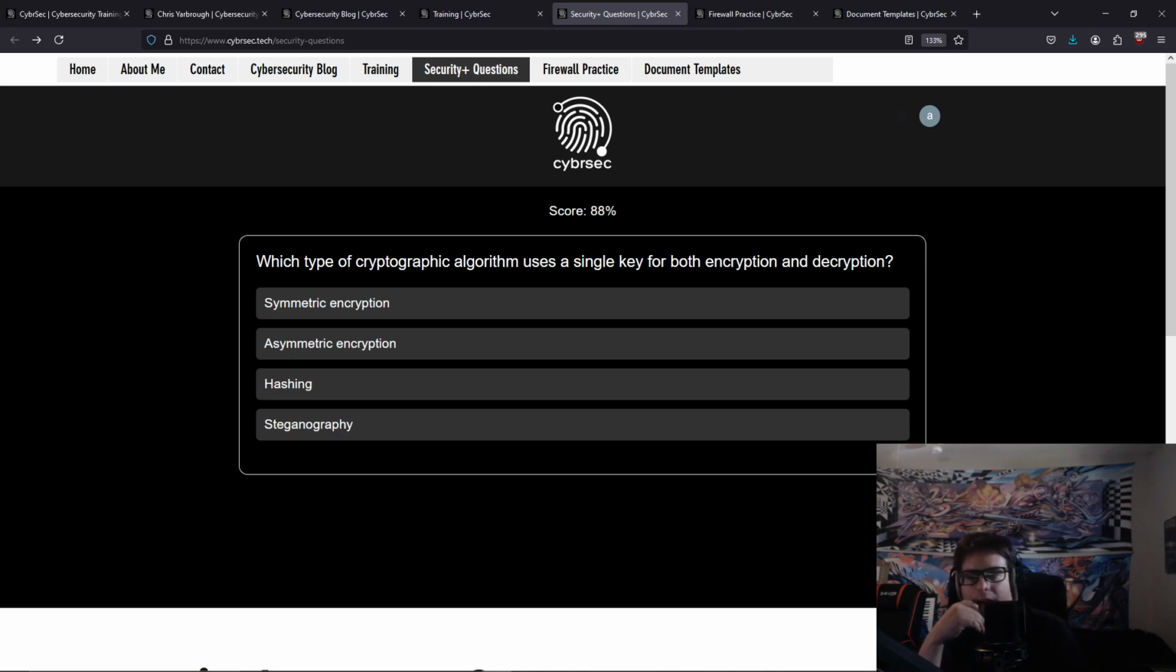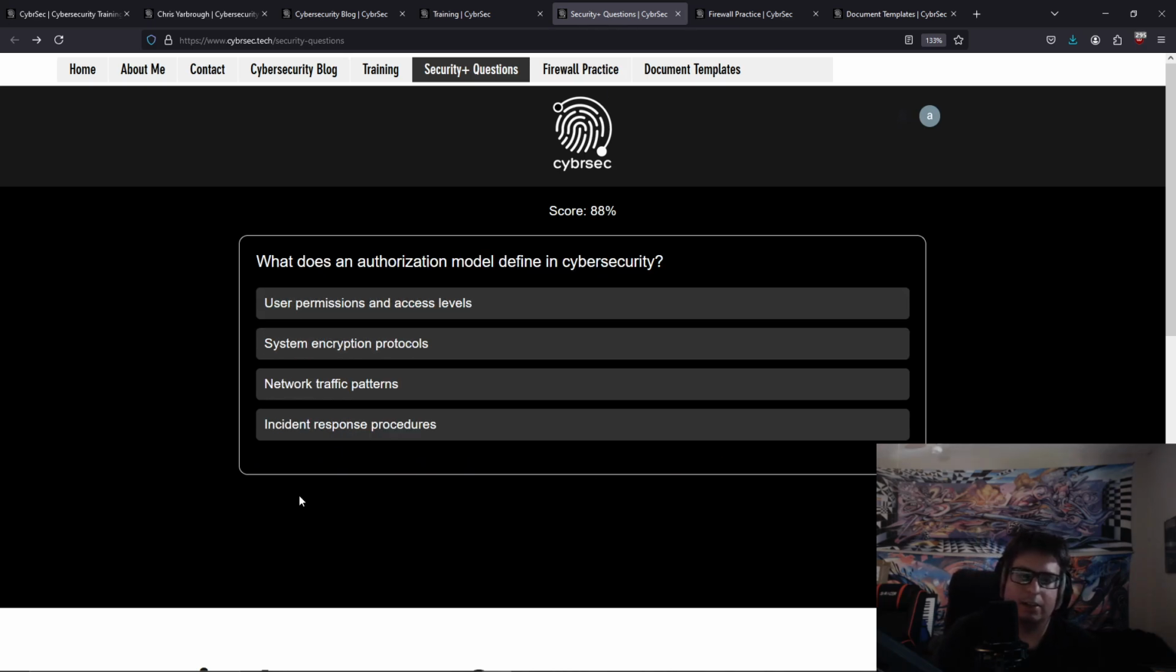Which type of cryptographic algorithm uses a single key for both encryption? So I've been through that. Symmetric. Gotcha. What does an authorization model define in cybersecurity?